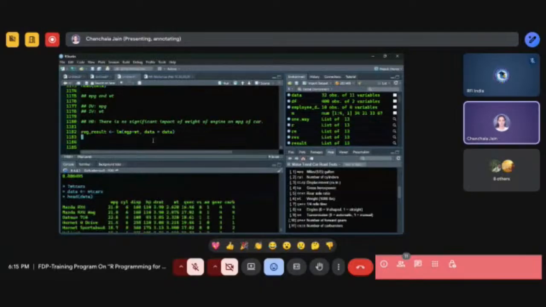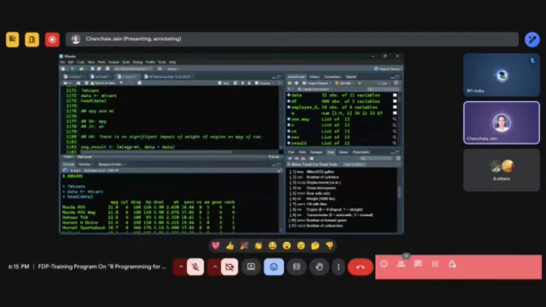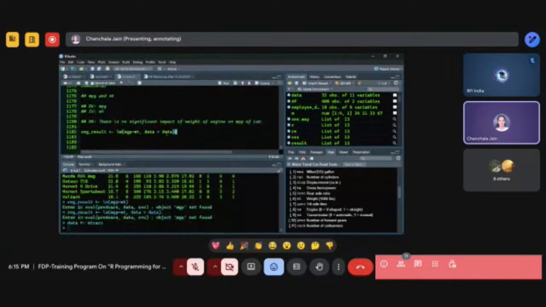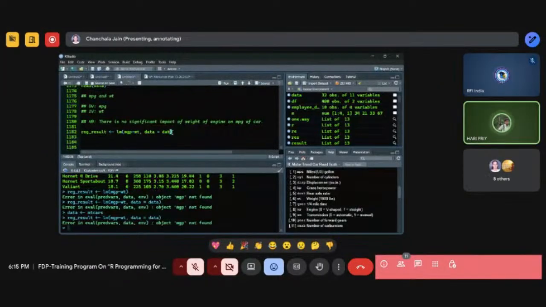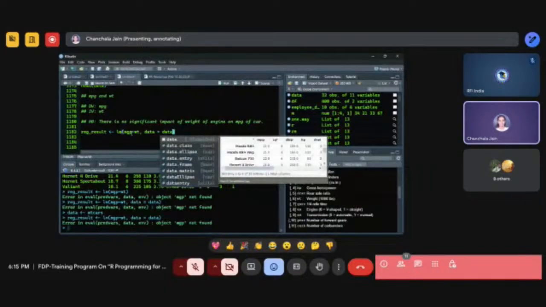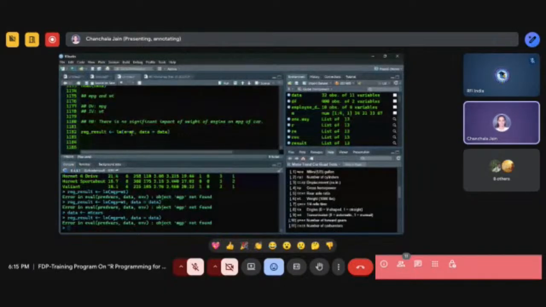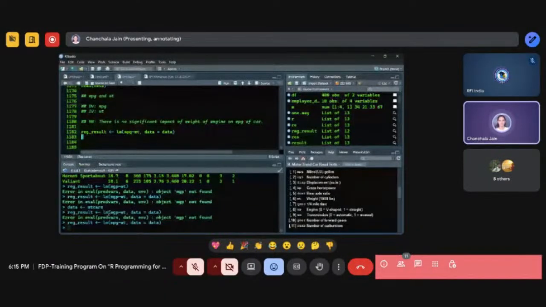You can check. mtcars was correctly written. Okay, fine. It should be MPG instead of MGP. Oh, fine. I have made a mistake. Thank you, sir. Fine. Yeah, it has run. Thank you so much, sir. So it has run now. You would be able to see the success of this particular line. That means we are not getting any error in the console, right?